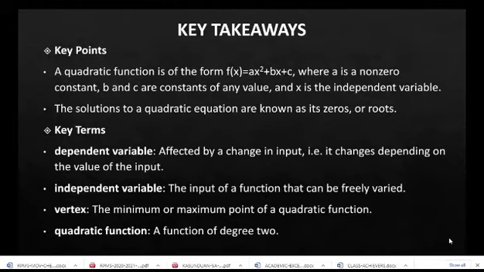So the first is the quadratic function in the form of f of x, or the function of x, equal to ax squared plus bx plus c, where a is a non-zero constant, b and c are constants of any value, and x is the independent variable. So it has the same description as a quadratic equation, but at this point, we will treat it as a function of x. So that is equal to ax squared plus bx plus c. So mamaya we'll go over with that.